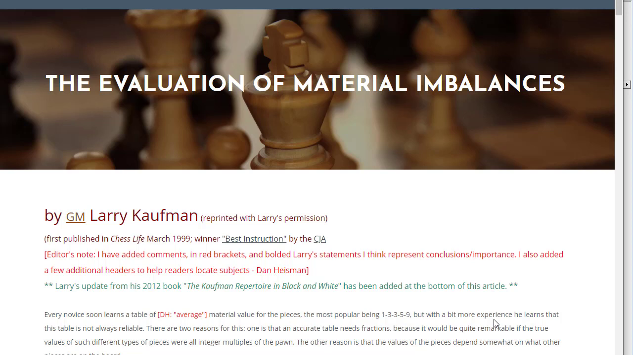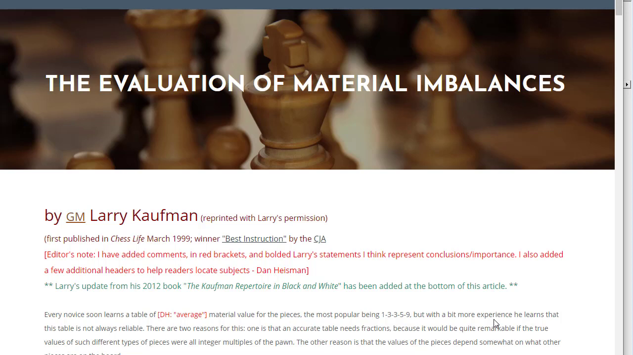Larry says, every novice soon learns a table of material values, and I put in the word average values because we're talking about the average value of the pieces, not the instantaneous values. Pieces can be worth more or less given the situation on the board, but what we're talking about when I talk about these numbers are the average values that you should use throughout the game. Okay, it's correct to change those values based on the position, but for the sake of our discussion here, we're talking about the average values.